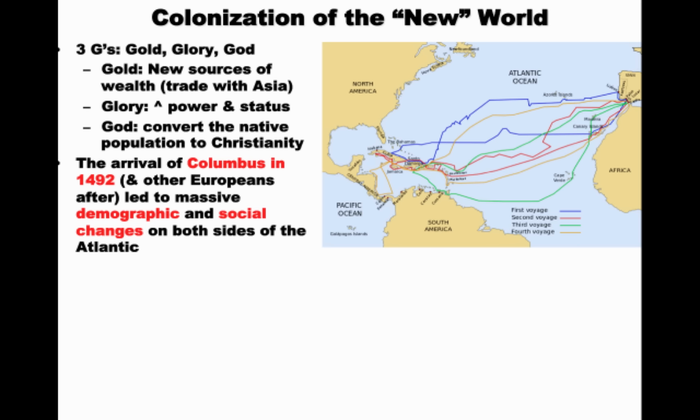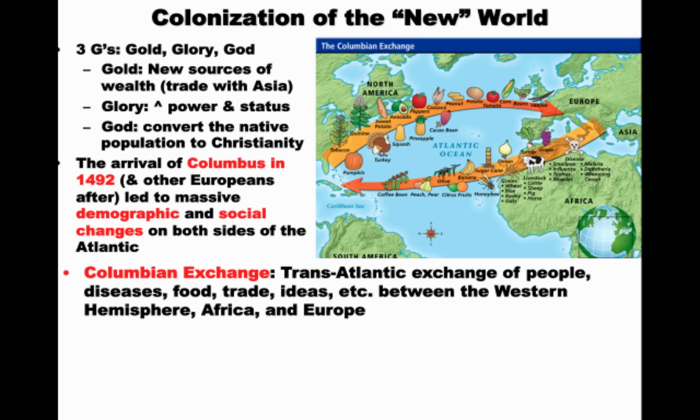Make sure you know about 1492 and how it is a big turning point in history with the arrival of Columbus under the Spanish flag and other Europeans that follow. This leads to massive demographic and social changes on both sides of the Atlantic. Both the Western Hemisphere and Europe and Africa are never going to be the same again. In fact, the arrival of Columbus sets off something known as the Columbian Exchange, and you could see it in this graphic right there. It is the Transatlantic Exchange of not only people, but diseases, food, trade, ideas between the Western Hemisphere, Africa, and Europe.